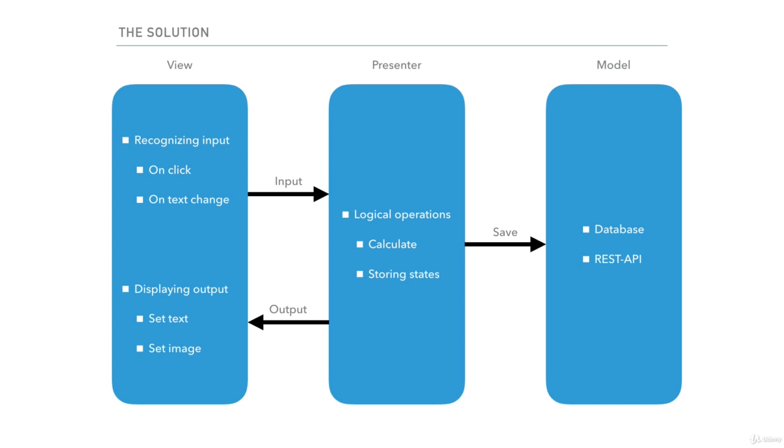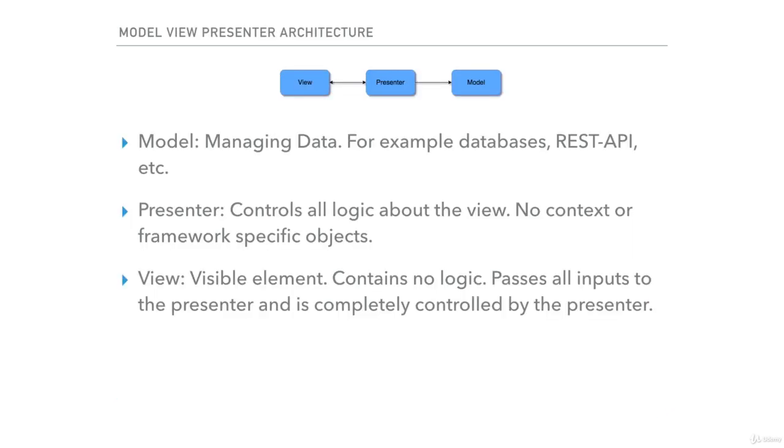First, we're going to say the view is recognizing input, like "I was clicked," and is telling this to the presenter, "Hey, I was clicked." Then the presenter can calculate something, for example, and then set some output, like "Okay, set the text now." Like I already told you, on this page I'm going to explain what each of the parts does and what it is responsible for.